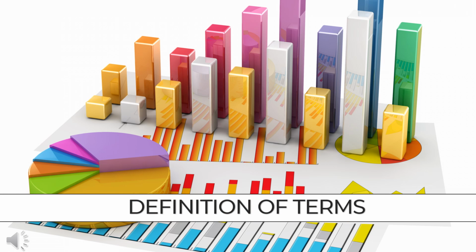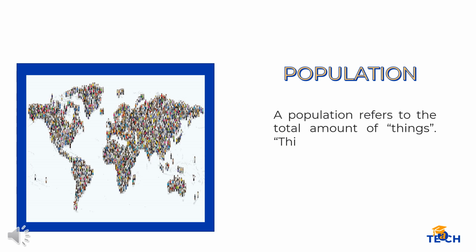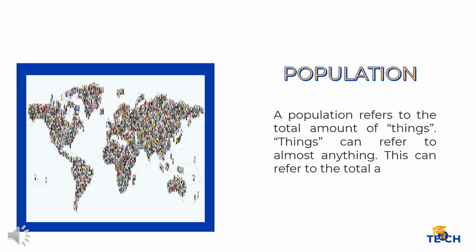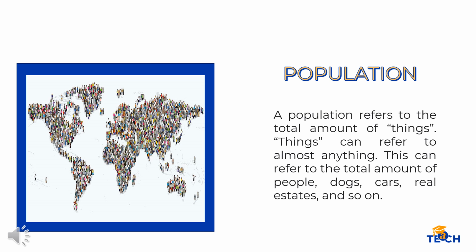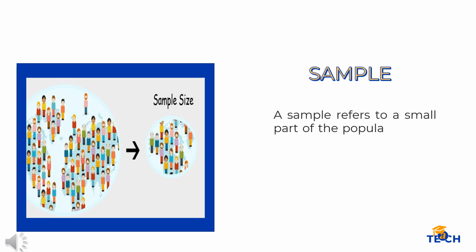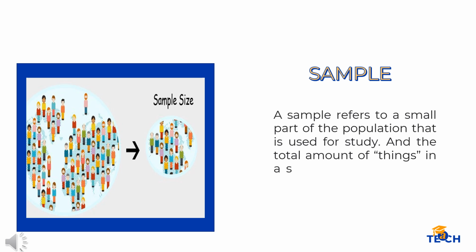Now we go to the definition of terms. A population refers to the total amount of things. Things can refer to almost anything. This can refer to the total amount of people, dogs, cars, real estates, and so on. A sample refers to a small part of the population that is used for study, and the total amount of things in a sample refers to the sample size.